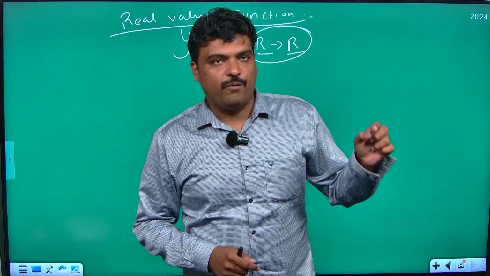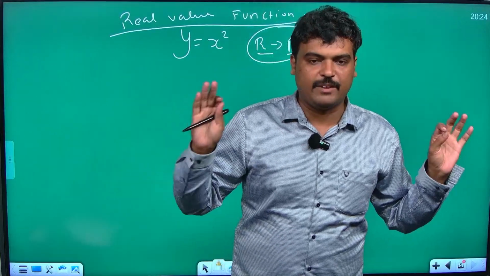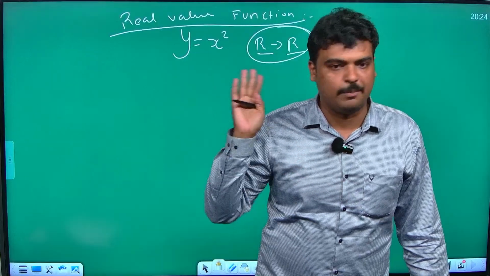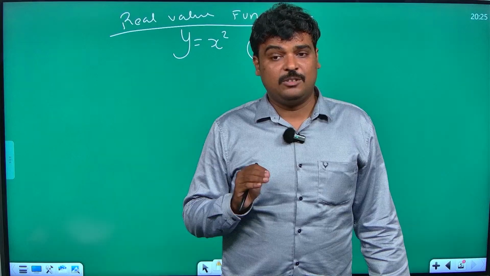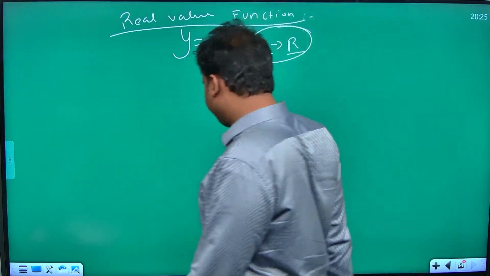Yes. Okay, if I don't mention the input and output of a function, that function is known as a real value function. By default I will take it as real number input and real number output. Okay. Sir, how to check whether a function is one-to-one or not? That's what we are going to see.